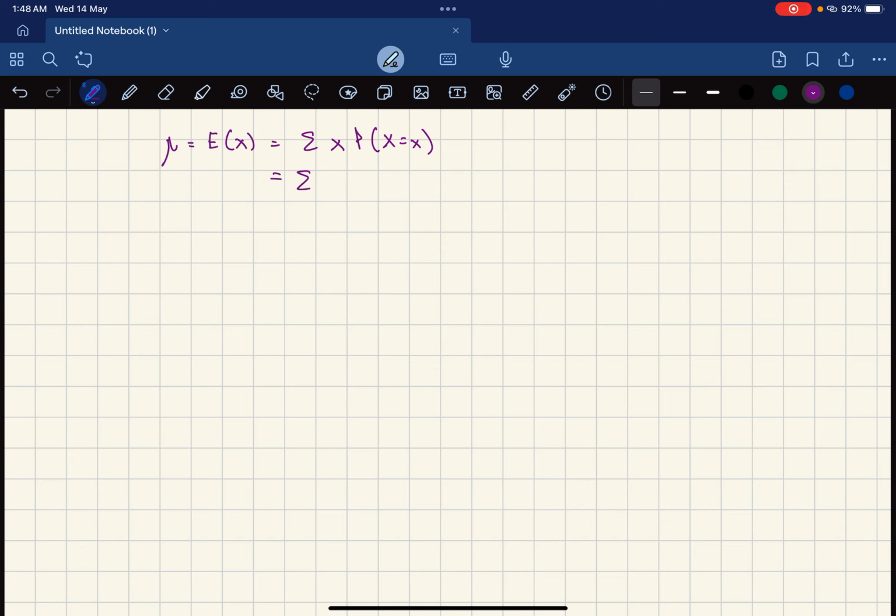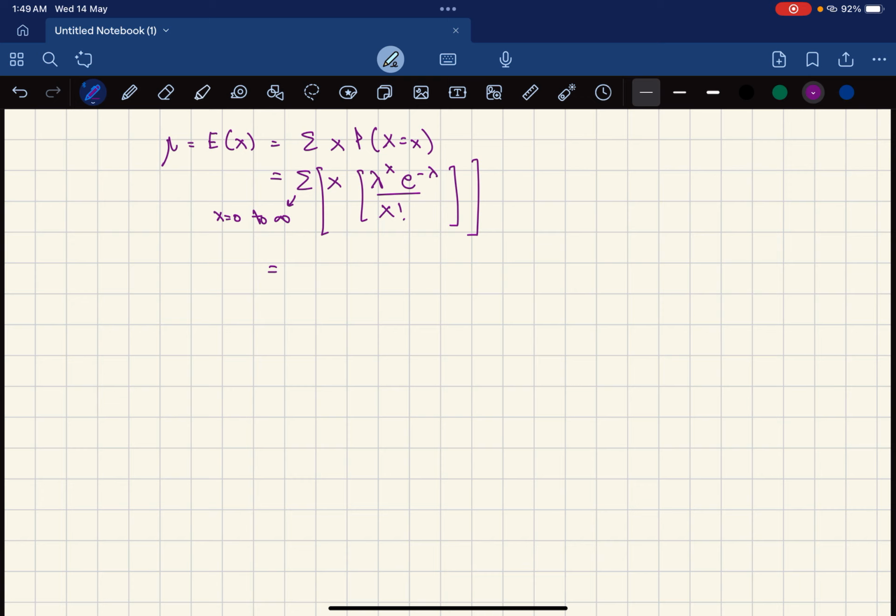Now for Poisson distribution, we saw the probability mass function is defined as lambda raised to power x, e to the power minus lambda, upon x factorial. So again, this whole term is in summation right now, and we know that this summation goes from x equal to 0 to infinity. If you remember, Poisson distribution can take 0 as well.